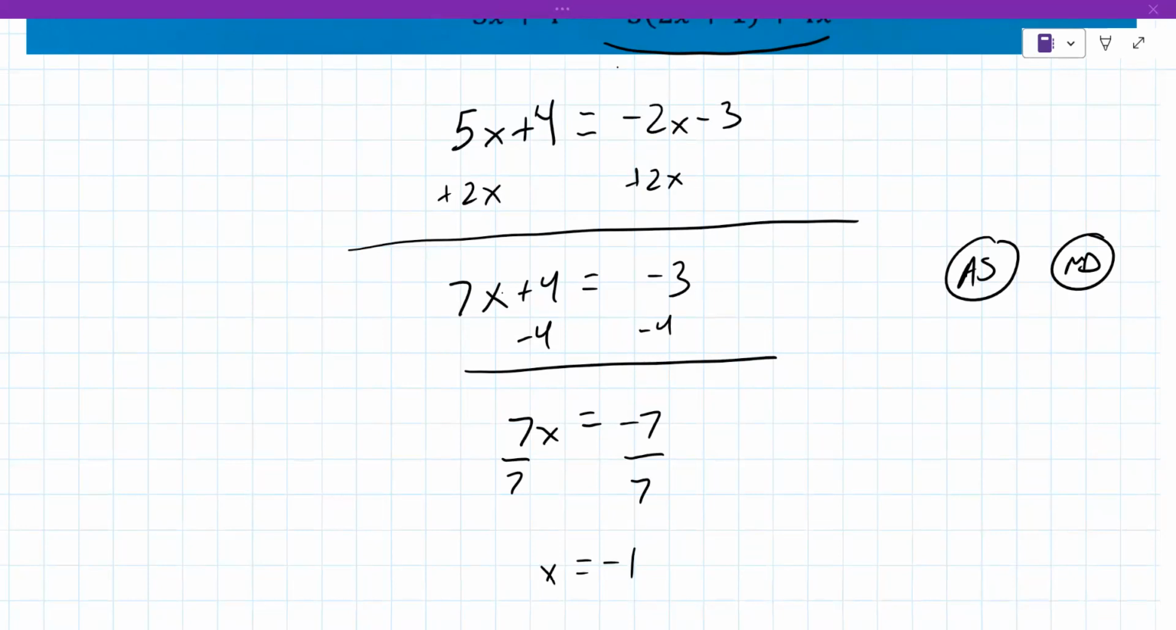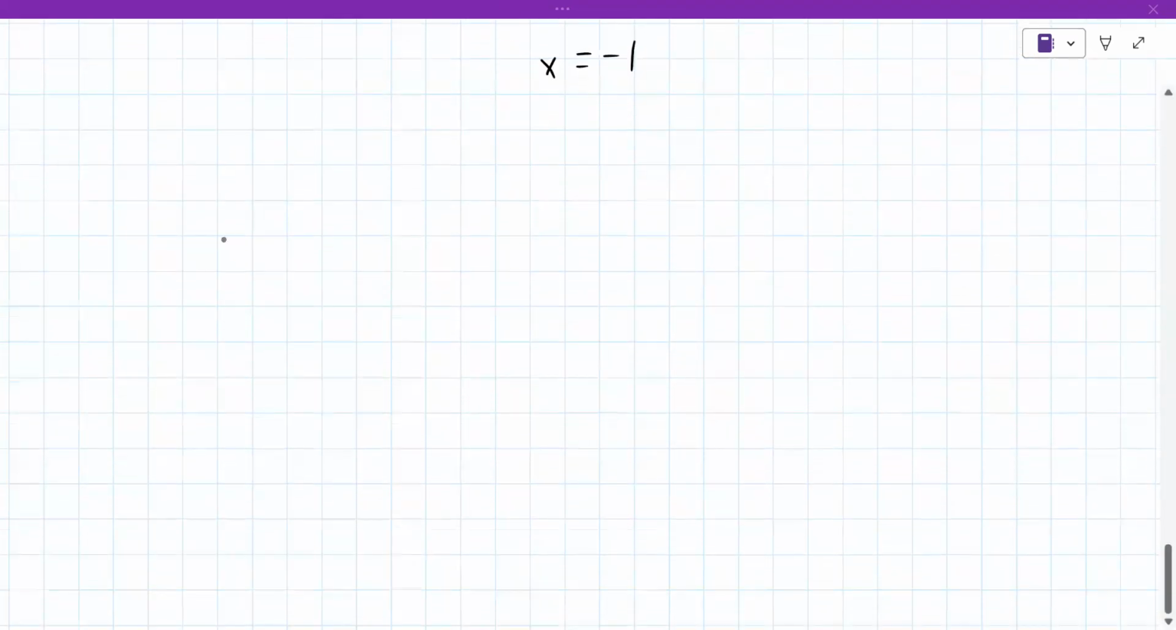Okay, now I've got some other problems. Well, this is not what I was looking for. All right, here we go. So I've got another problem like this for you to try. Minus 3x plus 4 equals 4x minus 10.